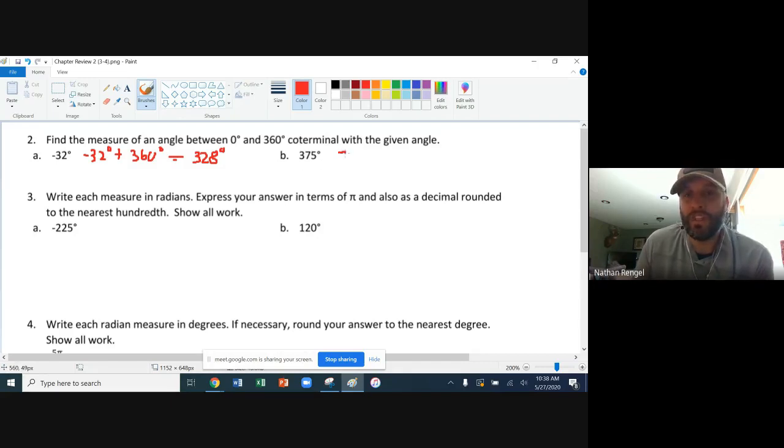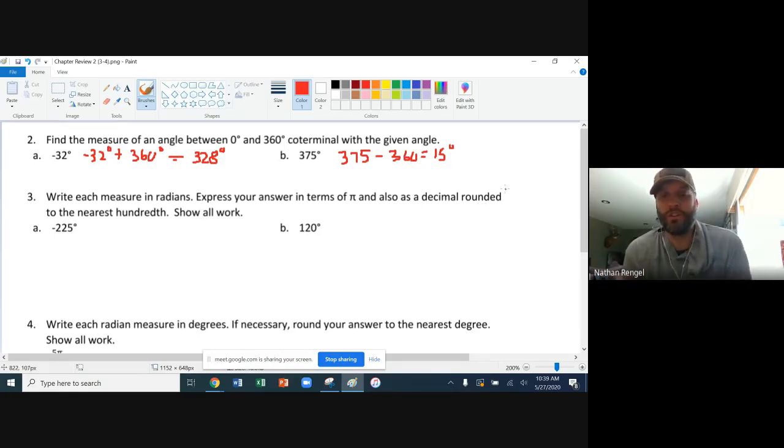Problem B, 375. I'm above 360, so I want to get back into that range of 0 to 360. So I am going to subtract 360, and that's going to bring me to an angle of 15 degrees. So that also gets me between 0 and 360. And anytime to find a coterminal angle, you're going to either add or subtract 360.